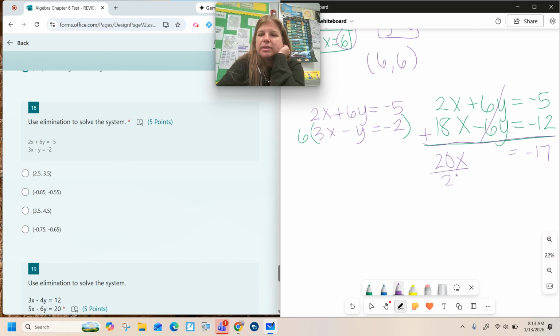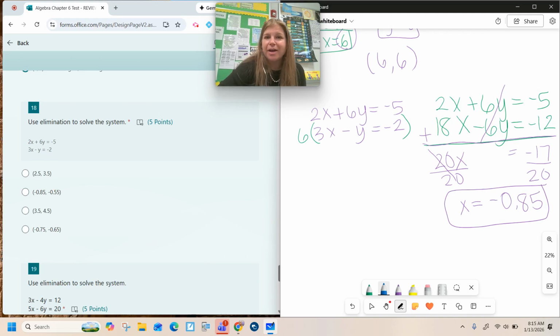I do need to then divide both sides by 20. And I do get a decimal here. You could leave it as a fraction, but it's negative 0.85. Okay, now that I have my x, I now need to solve for y. So I'm going to grab maybe my second equation here. So this is now 3 times negative 0.85 minus y equals negative 2.